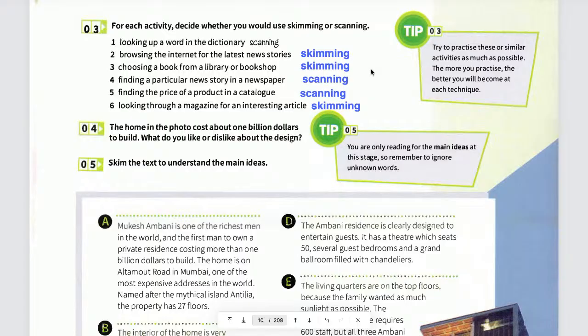Number 6. Looking through a magazine for an interesting article. This is skimming. Yeah, skimming. Looking through. You see, looking through. Go through a magazine. That means you go through the whole magazine, and you're searching for an interesting article. I mean, you go through everything. You look at the topic titles and the titles or something, the topic sentences, and you say, oh, this one may be interesting, and then you choose it, but you didn't read that in detail. Okay? You just go through everything.